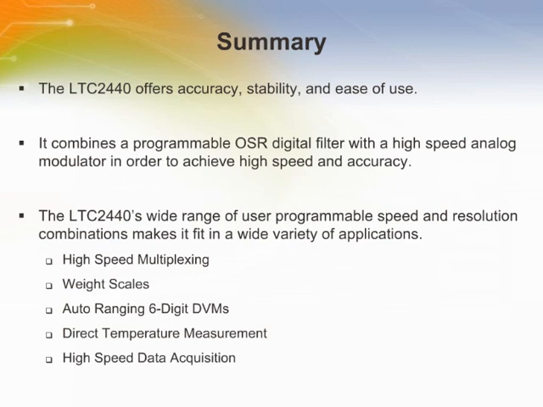The LTC2440 offers accuracy, stability, and ease of use that are common to the LTC2400 product family. It combines a programmable, oversample ratio digital filter with a high-speed analog modulator in order to achieve high speed and accuracy independent of output rate. The LTC2440's wide range of user-programmable speed and resolution combinations makes it flexible enough to fit in a wide variety of applications.